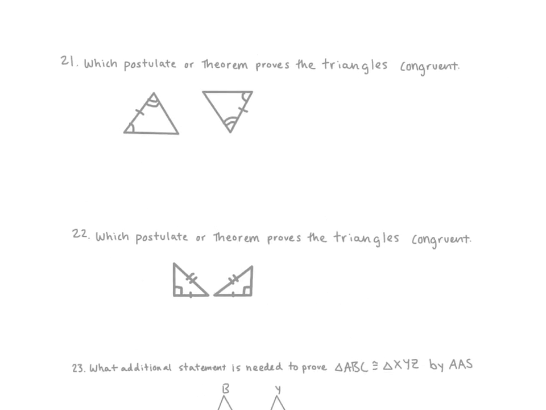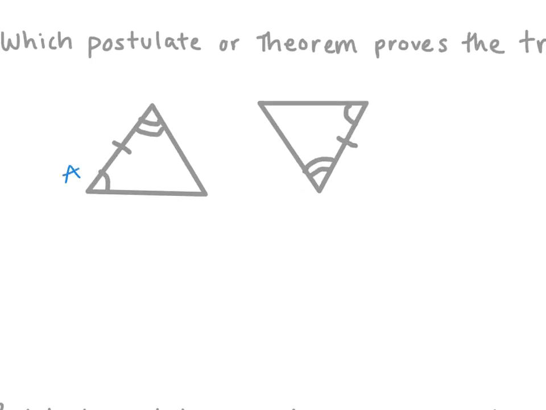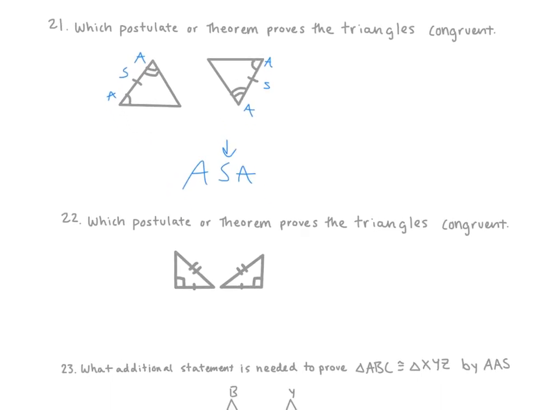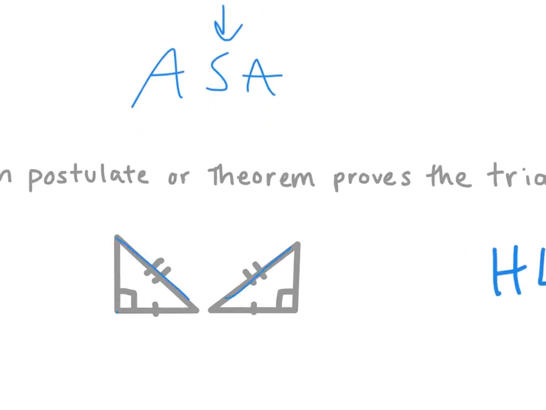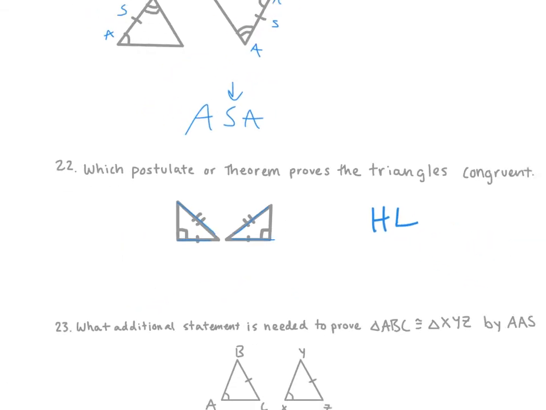Which postulate or theorem proves the triangles are congruent? So we have an angle, a side, and an angle that's congruent to an angle, a side, and an angle. So what can we do here? Since it's angle, side, angle, and the side is in between both angles, it's ASA. ASA, perfect, because that side is in between the two angles. For 22, which postulate or theorem proves the triangles are congruent? HL, because we have a pair of congruent hypotenuses here and a pair of congruent legs here. And they're both right triangles, so this is HL.